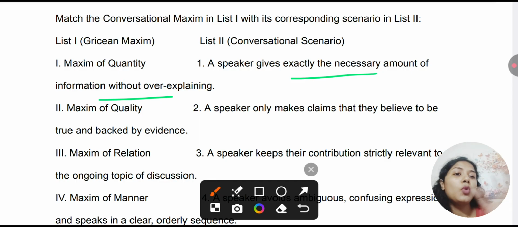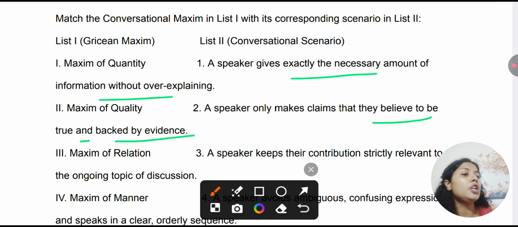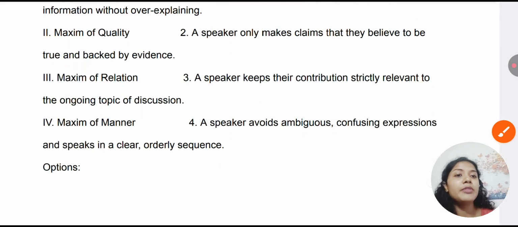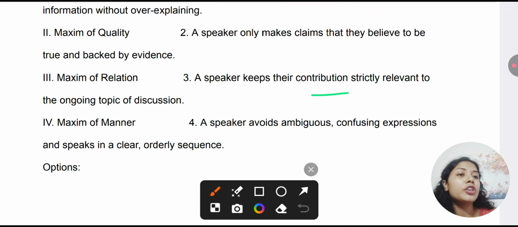Then maxim of quality: a speaker only makes claims that they believe to be true and backed by evidence. So whatever you are saying, that should be the very fact, maintaining the quality of the speech. Maxim of relation: the speaker keeps their contribution strictly relevant to the ongoing topic of discussion.